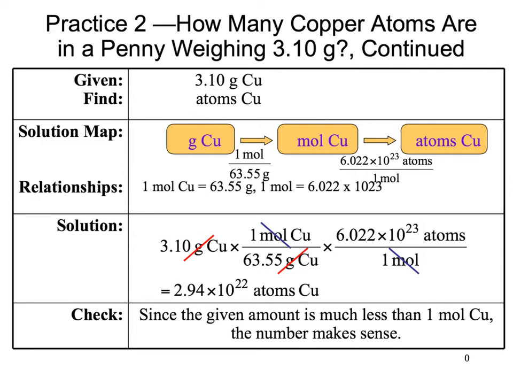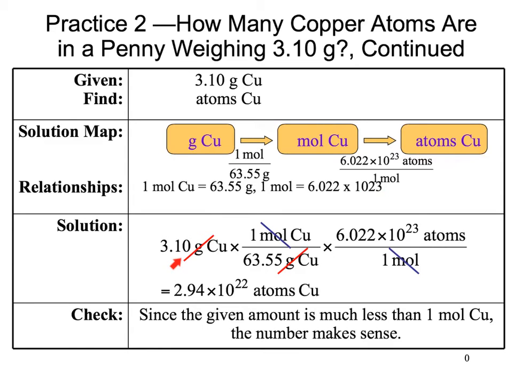There is no direct conversion between grams and atoms. Therefore, we must convert from grams to moles and moles to atoms. This means we will use the conversion factor of 1 mole equals the weight from the periodic table of copper, 63.55 grams, and 1 mole equals Avogadro's number of atoms.